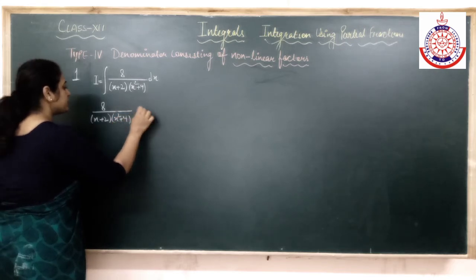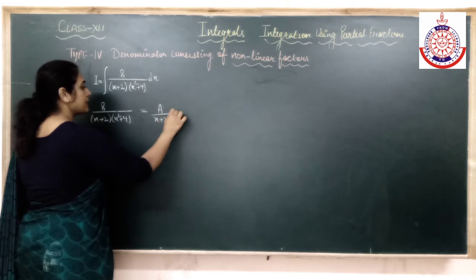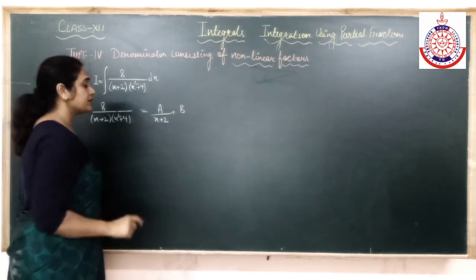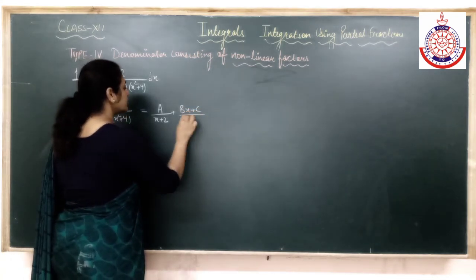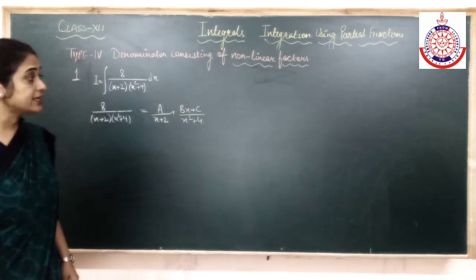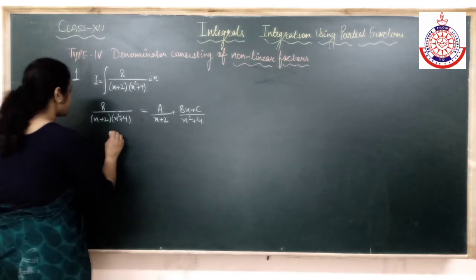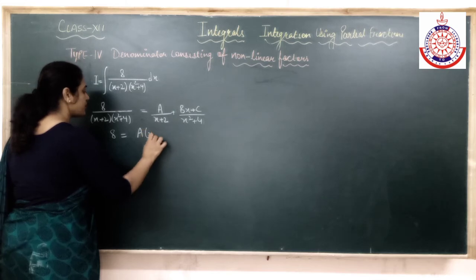How will we write it? First is the linear factor, simple. So it will be A upon... Second, it's a quadratic. What was the rule for quadratic? Read the table. It was Bx plus C upon the quadratic factor. Is it clear? Which is non-linear. Bx plus C upon quadratic. Now the same way I need to solve. Take LCM on both sides. This will be LCM: A into (x square plus 4).